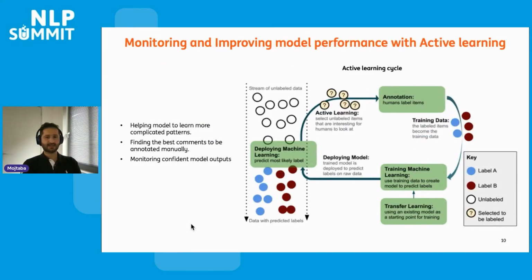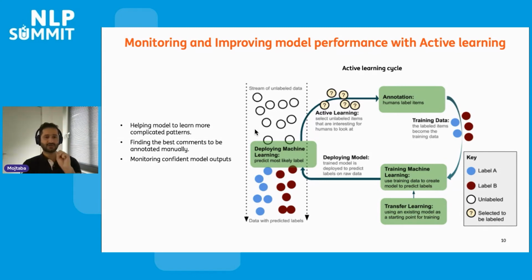So in this case, we started with active learning, and here is how active learning works. There is a new stream of unlabeled data, and your deployed machine learning algorithm starts labeling that data. We calculate how confident our model is in labeling the data. If the model is not confident enough, then we tag those comments or text for manual labeling, as you can see in this cycle.